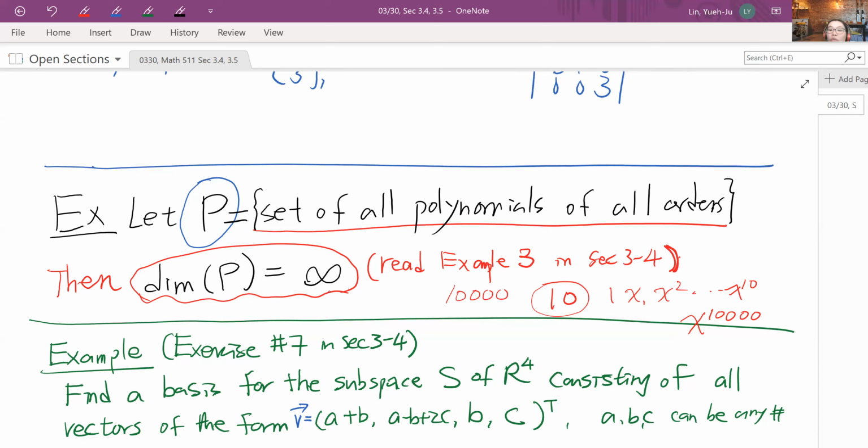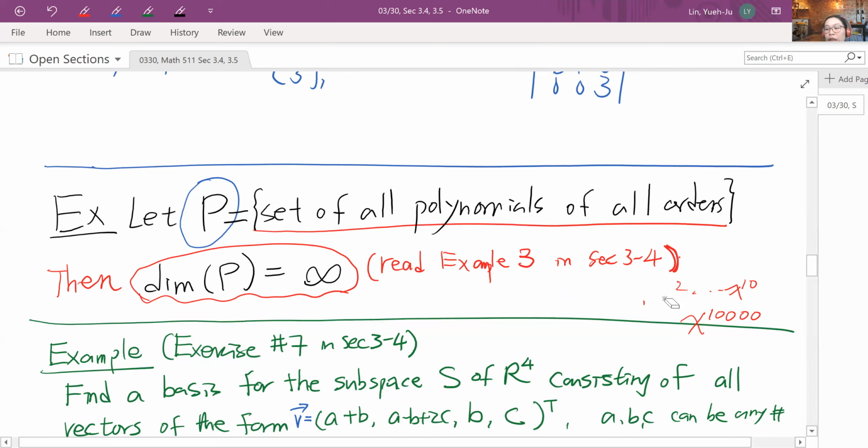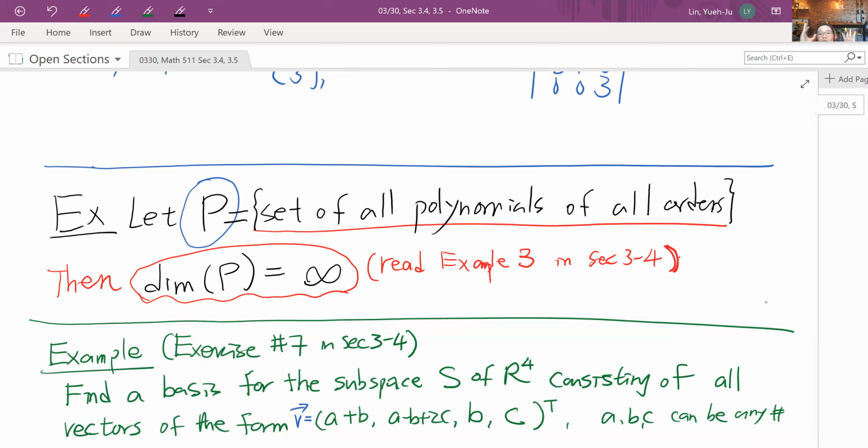Okay, so this is a little bit more theoretical, but fortunately, when I ask the question, because I cannot ask you to write down infinitely many things, right? So if I ask you a question, or even to find the basis explicitly, I will give you a vector space which has only finite dimension.